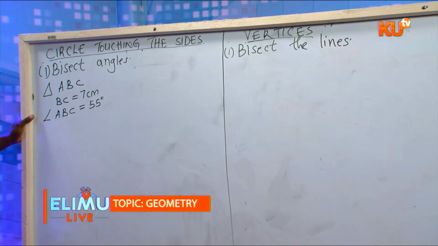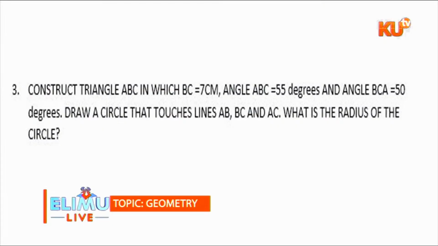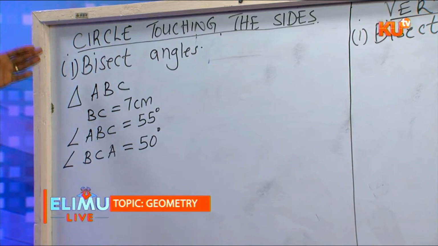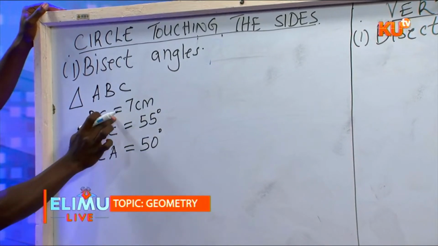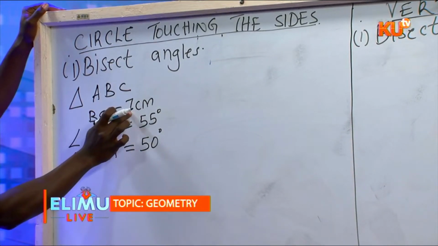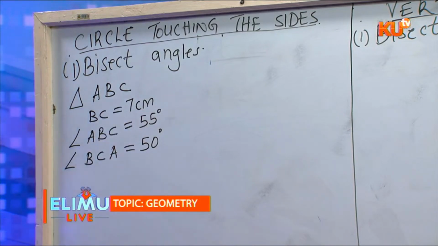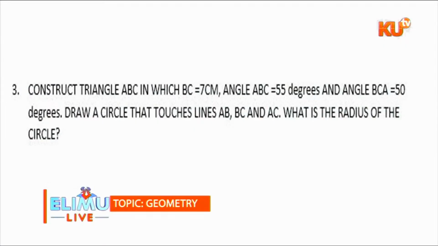And angle BCA is equal to 50 degrees. This is the information that is going to guide us. If you look here, we have two angles. We have one line, which is BC, 7 centimeters. So we are going to draw a long line. We are going to draw a long line, the way I said. Don't mind how far it will go.